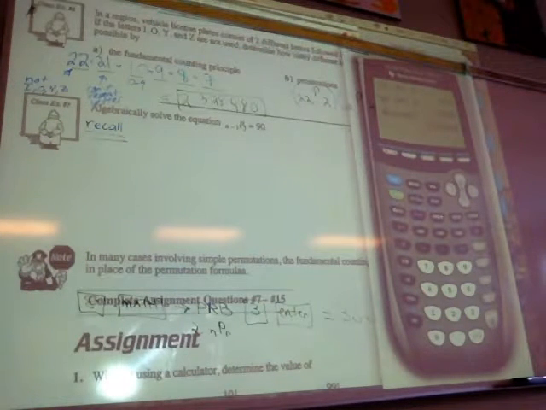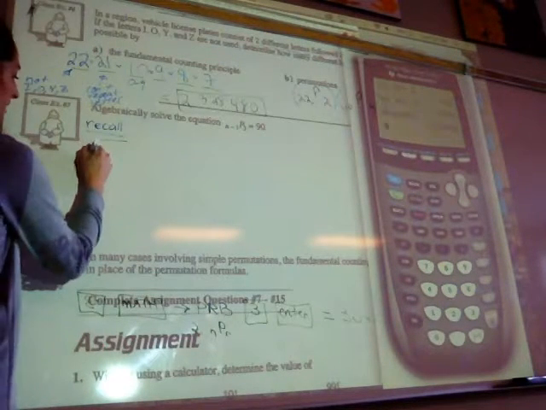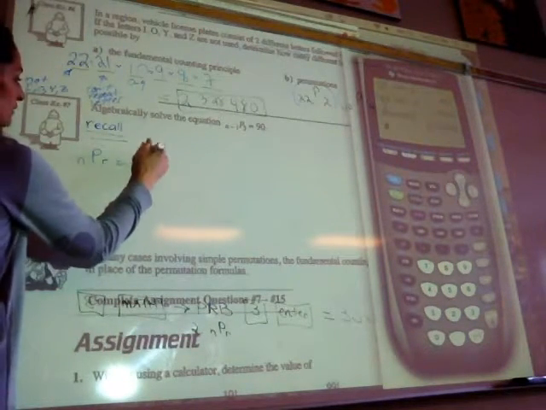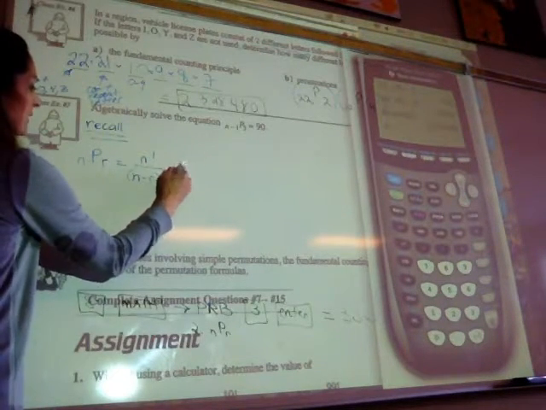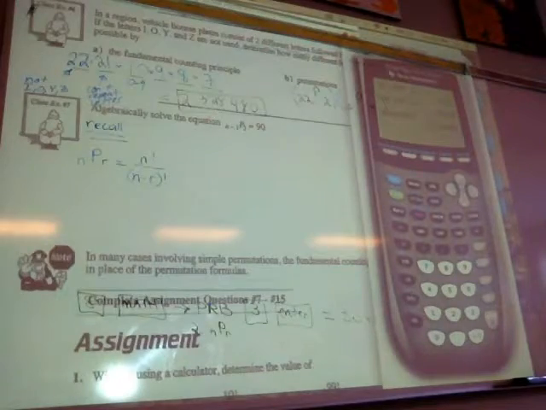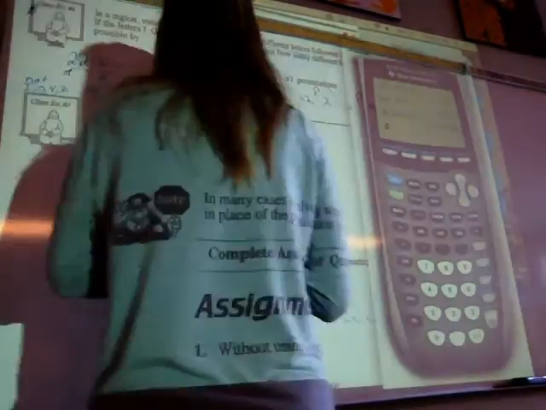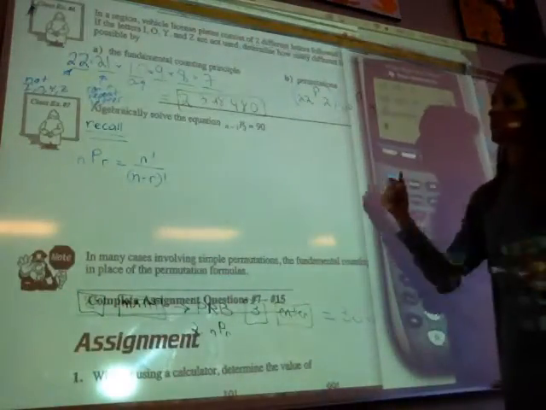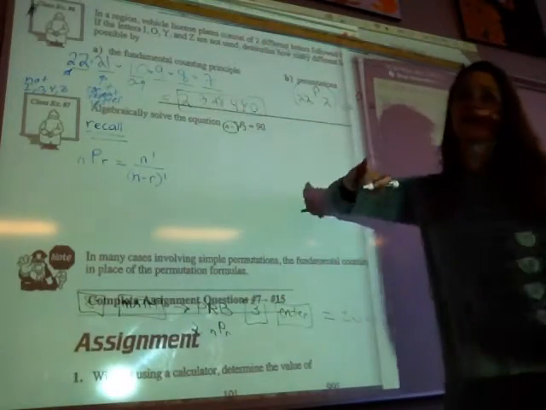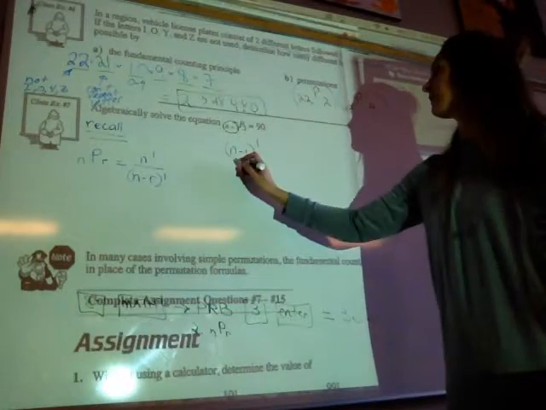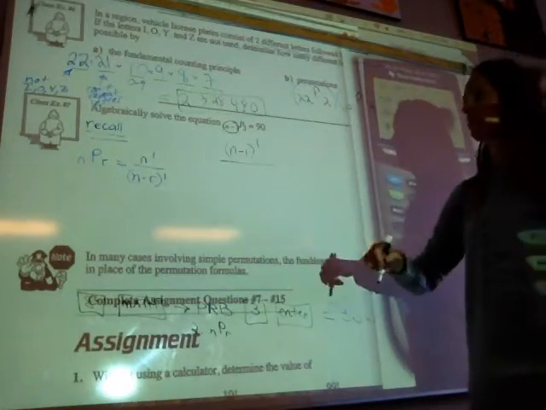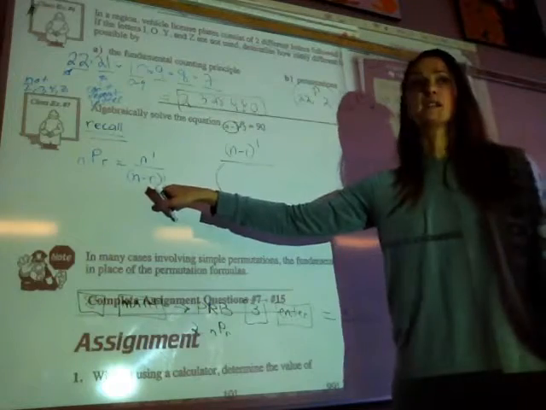Okay, the last question of the day. Algebraically solve this equation where we have permutations. So we have to recall that n permutation r is equal to n factorial over n minus r factorial. So n minus 1 is like n factorial. That's going to go on the top. n minus 1 factorial. Divided by n minus r.